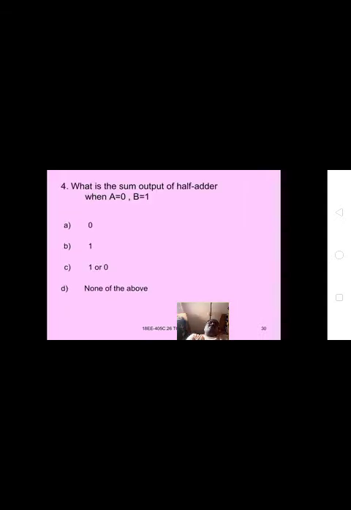Next, fourth one, what is the sum output of half adder when A equal to 0 and B equal to 1?